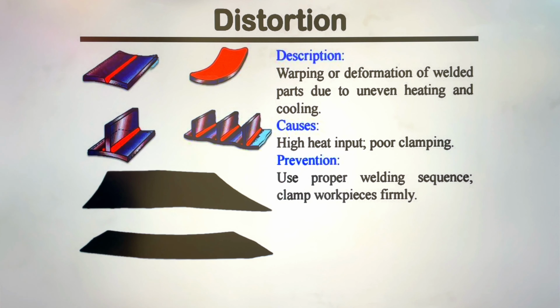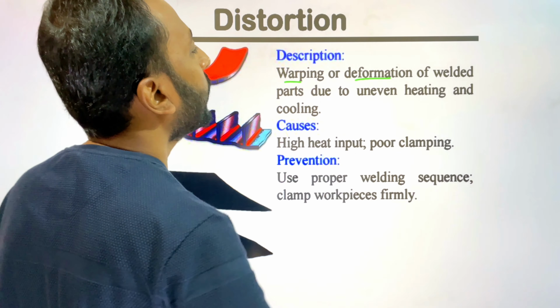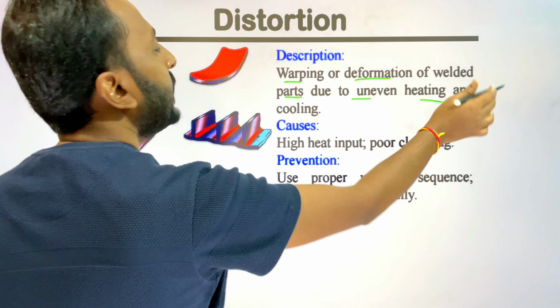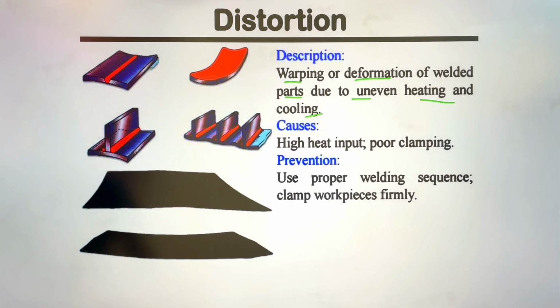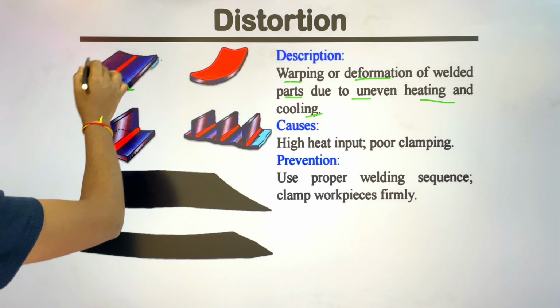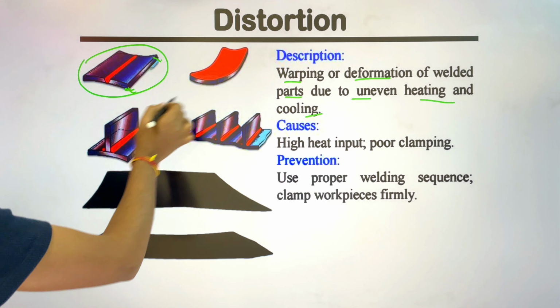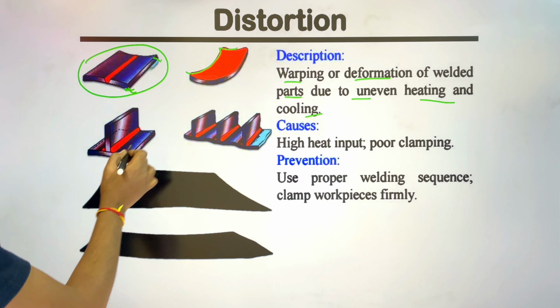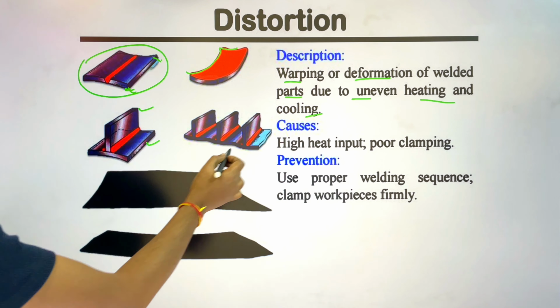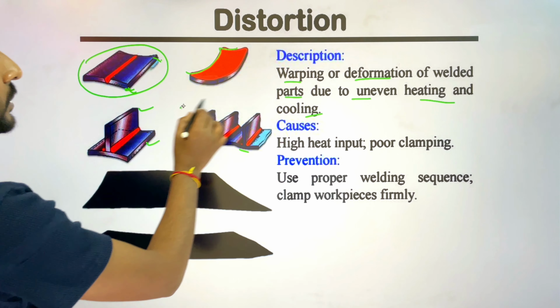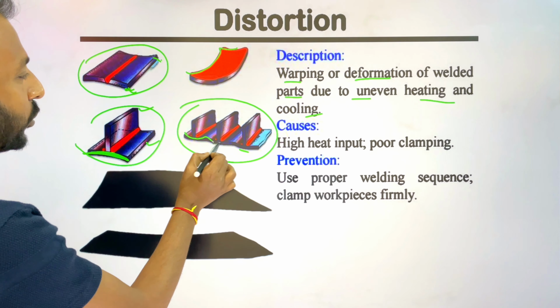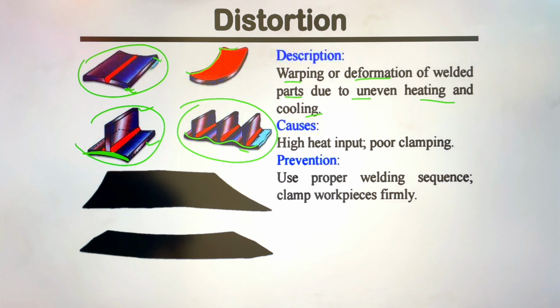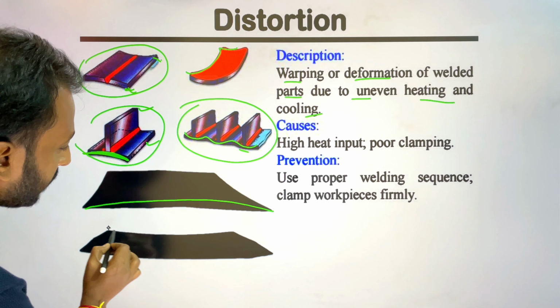Next, distortion. So what is distortion? Distortion is warping or deformation of the welded parts due to uneven heating and cooling. We can see here different kinds of sections. This is the section, and it has been distorted here. Also this section has multiple thicknesses. We can see that this portion has been distorted. In this figure also we can see it has been distorted like this.